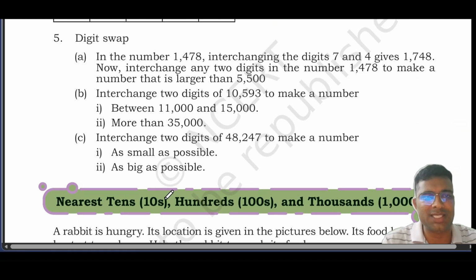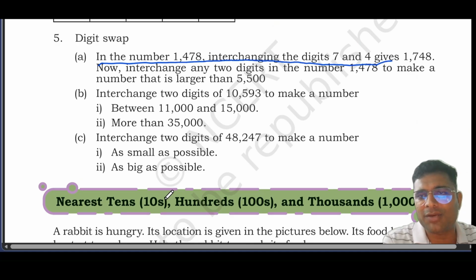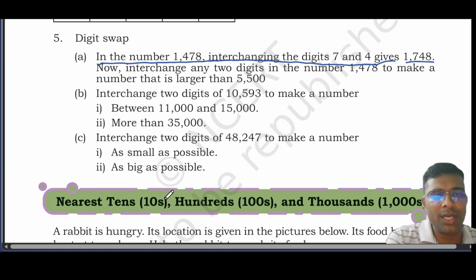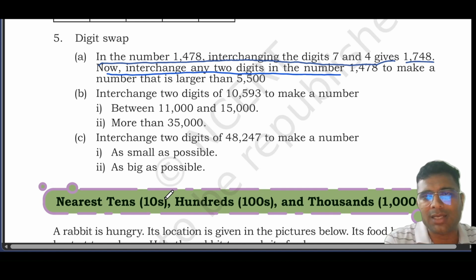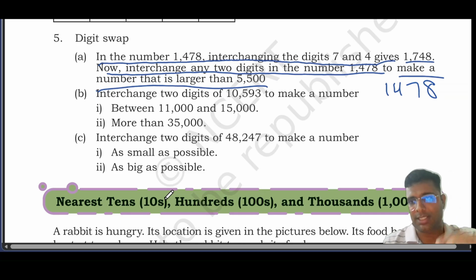Coming to next question, digit swap. In the number 1478, interchanging the digits 4 and 7, we get 1748. Now interchange any two digits in the number to make a number that is greater than 5,500. So we have digits 1, 4, 7, 8. We have to interchange any two digits to make a number greater than 5,500.